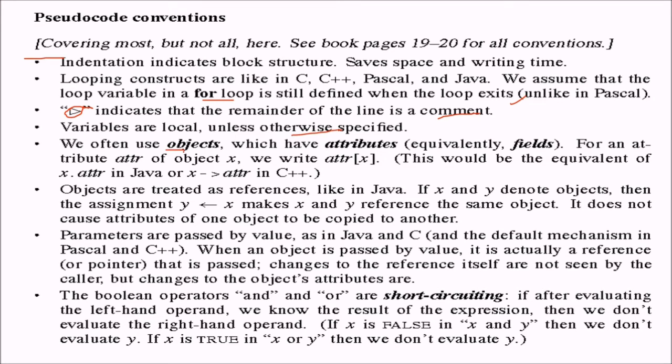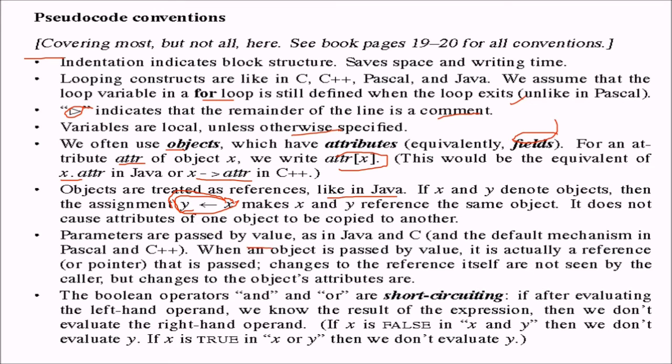We will use objects which have attributes, equivalently fields, and for attribute attr of object x we will write attr[x]. This is similar to x.attr in various languages, and x is a pointer, like this in C++. Objects are treated just like references, like in Java. If x and y denote objects, then the assignment x = y makes x and y reference the same object. It does not cause attributes of one object to be copied to another. This is not a copying assignment.